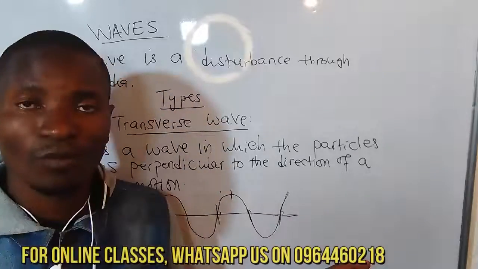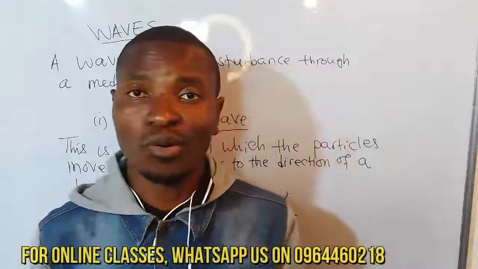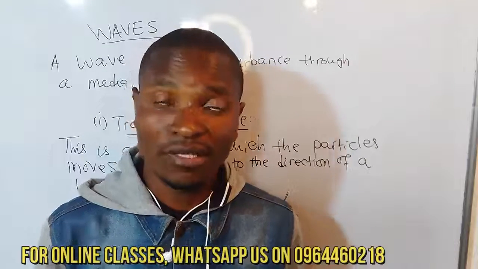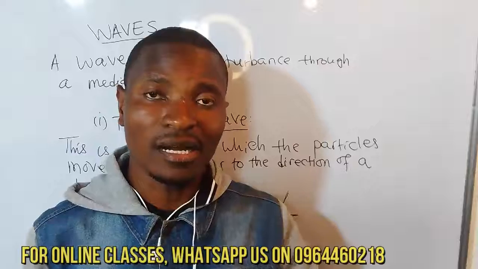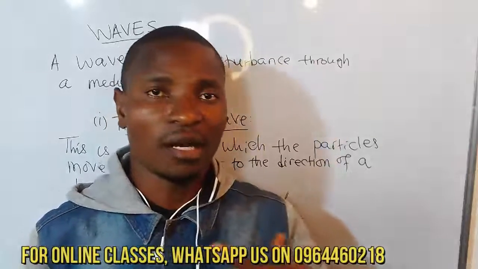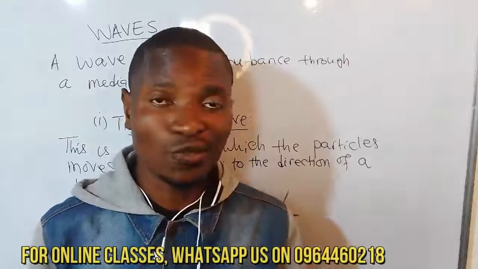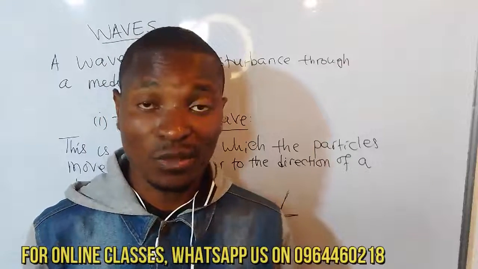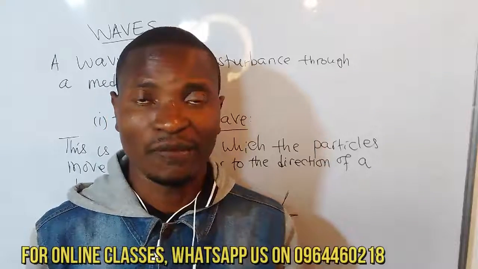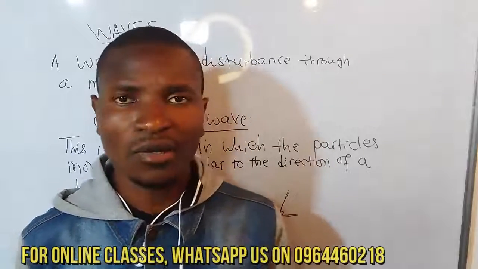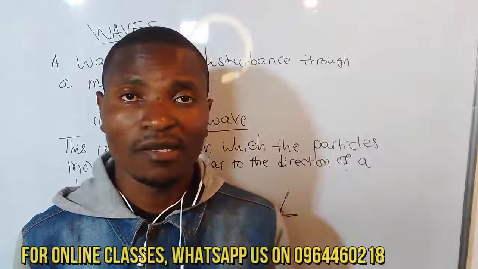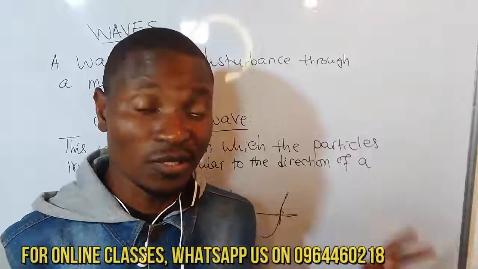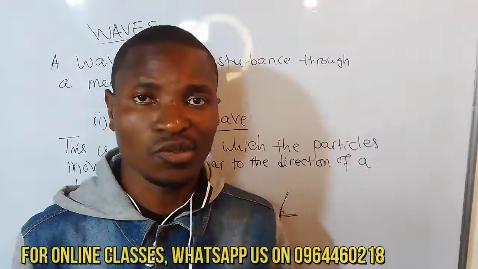Now, what is an example of a transverse wave? An example of a transverse wave is waves that are produced from the water source. That is a transverse wave. And now let us also look at the longitudinal wave, and we can also see the differences between this one and the longitudinal wave.